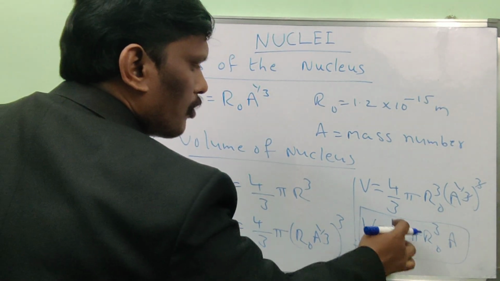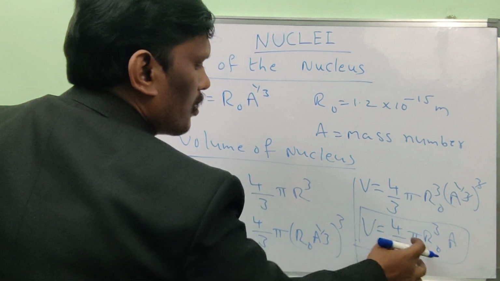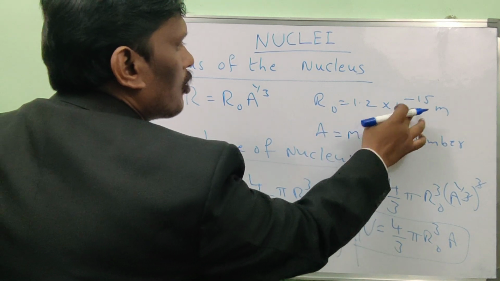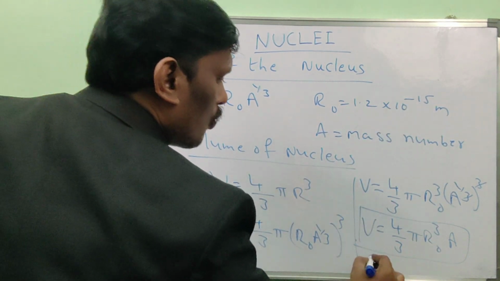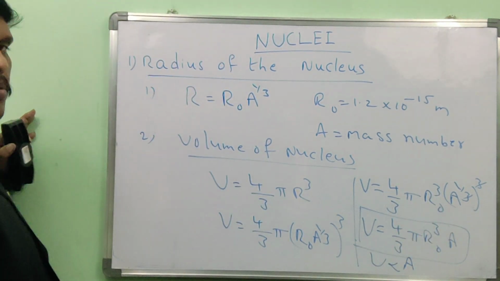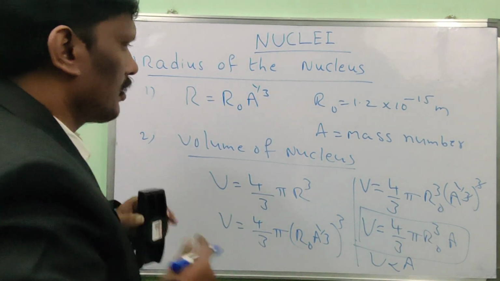So 4 by 3 pi R naught cube is constant. Why? Because 4 by 3 is constant, pi is constant, R naught is also constant, 1.2 into 10 to the power of minus 15 meters. So volume depends upon the mass number. If the mass number increases, automatically the volume also increases.